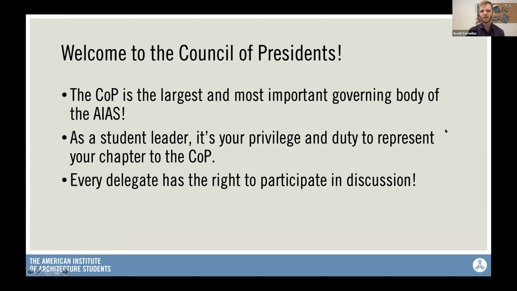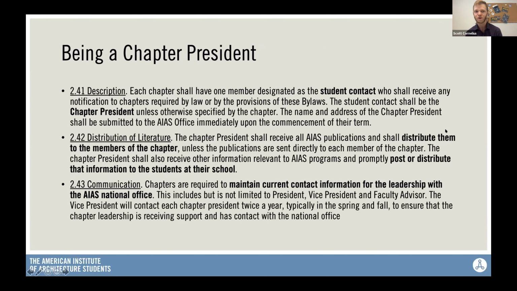So moving on from there, just some things from the bylaws about being a chapter president. I won't read these verbatim because bylaws can be a little dry sometimes. But a general description is that you are the student contact for your chapter as the chapter president. You represent your chapter to us and through us to the world. Distribution of literature: whatever literature is distributed to you through the AIS, you are responsible for posting or distributing that information to the students at your school and the students at your chapter.